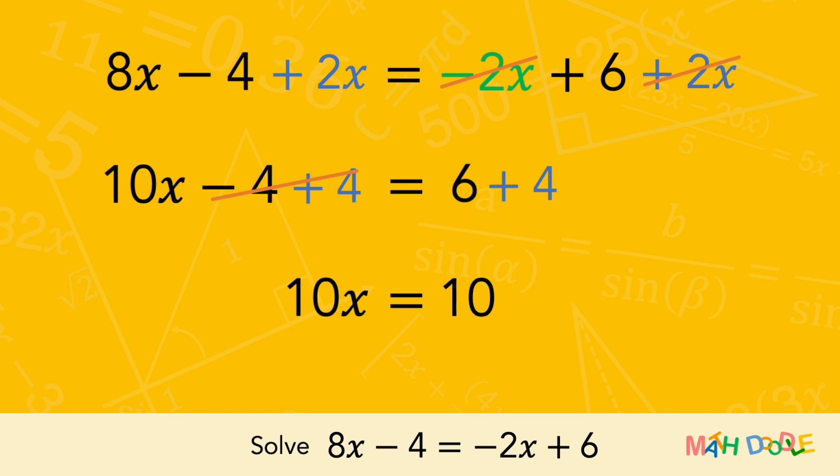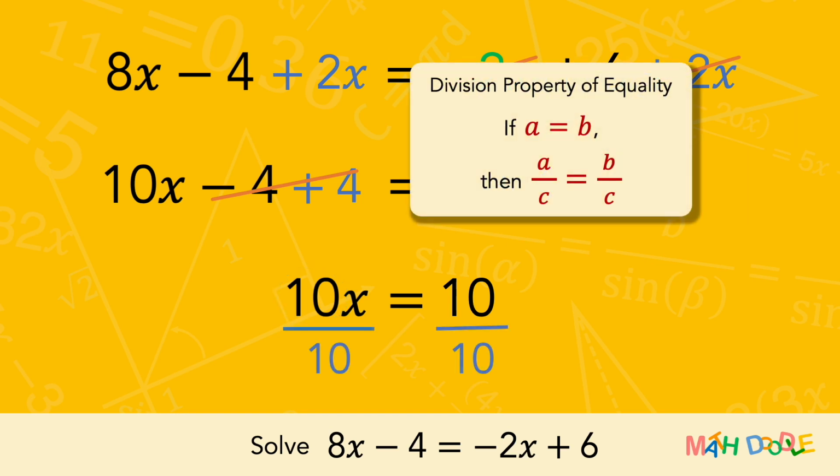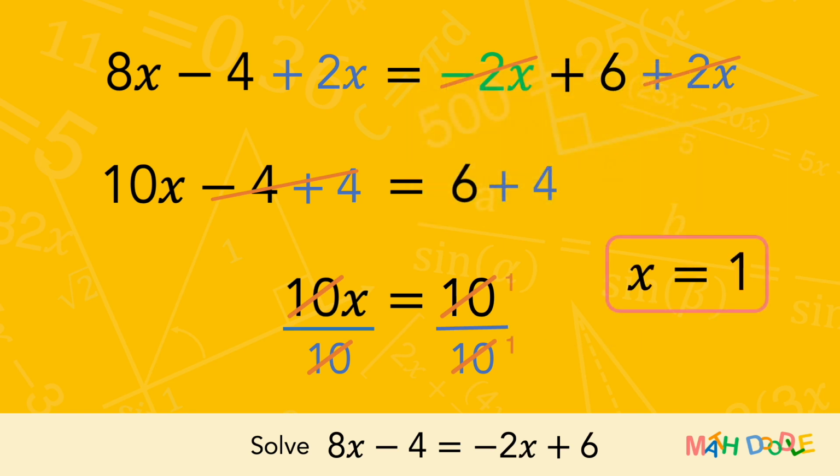Now, to solve the equation, we are going to eliminate 10 in front of x. To do this, let's divide both sides of the equation by 10. So, the answer is x equals 1.